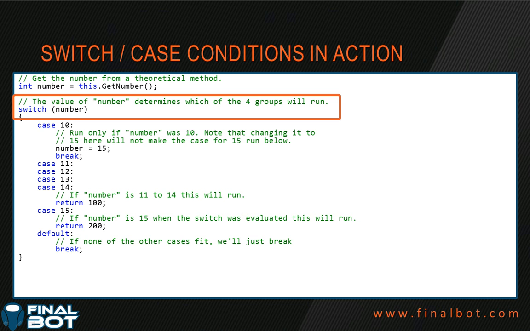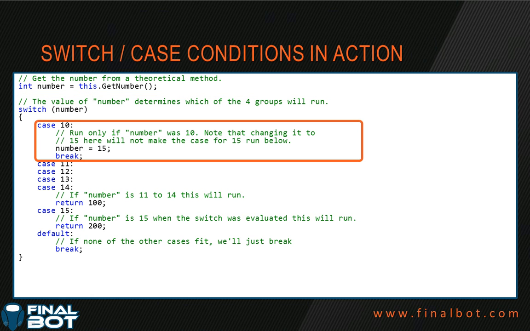And that switch will then route the code execution to one of the four case groups below. So if number is 10, it'll go to the case where it says 10. And this will execute only in that scenario. And even though we're changing number to 15 in this code block, it will not run at this point for case 15 below. So it only evaluates that number once, and then it runs its code block, and then it will break out of this switch statement as we've defined.